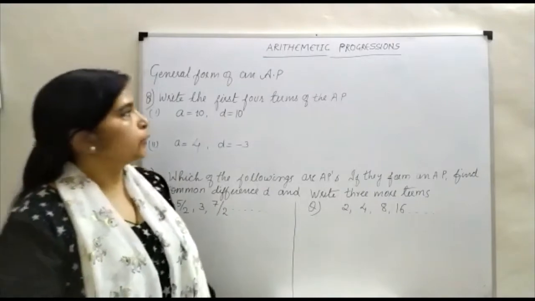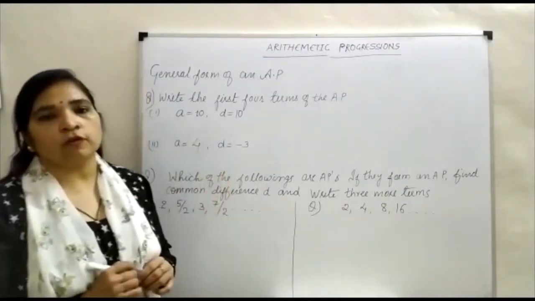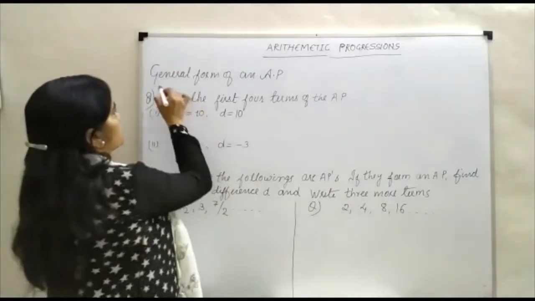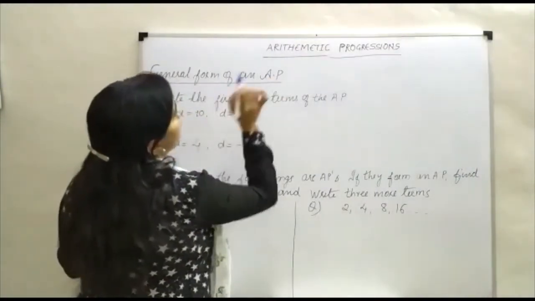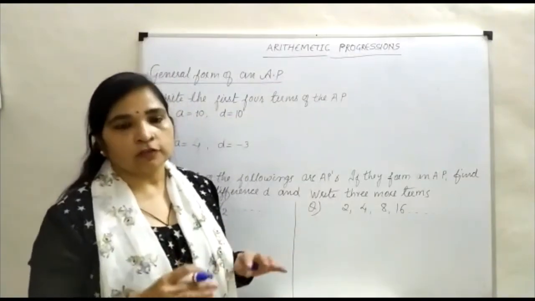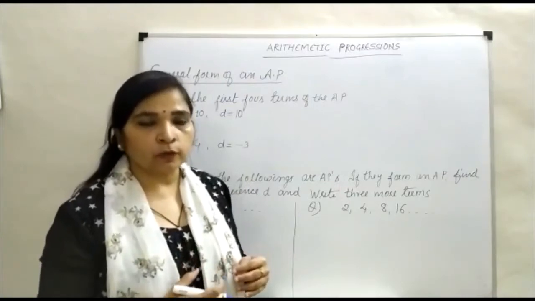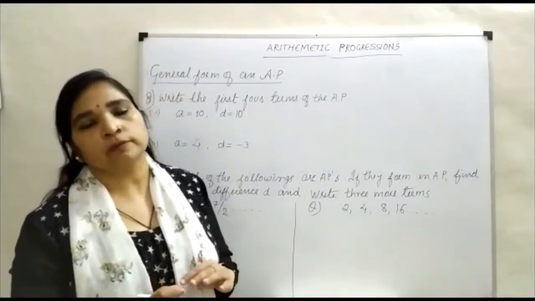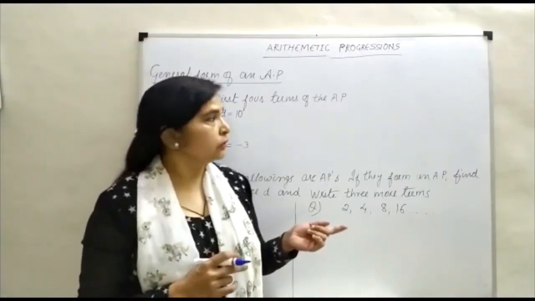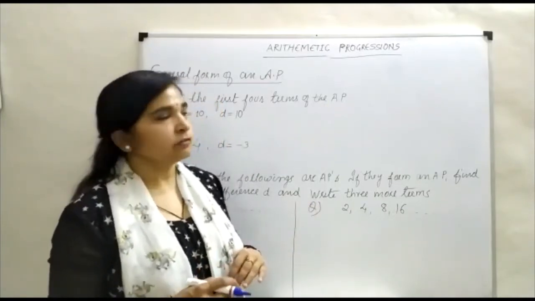Hello everybody. Today in arithmetic progression we will see the general form of an AP. As you all know, an arithmetic progression is a list of numbers in which each successive number is obtained by adding a fixed number to its preceding term. This fixed number can be positive, negative or 0.